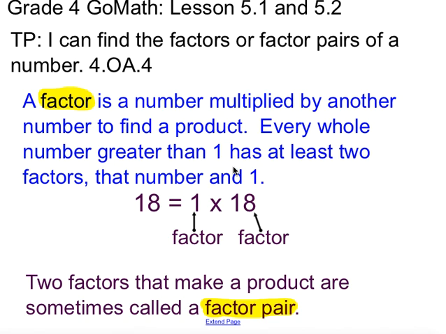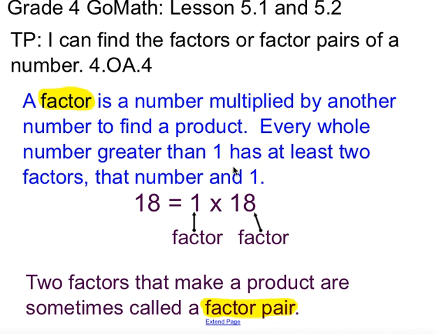1 and itself. Even though there are other factors for 18, I could do 2 times 9. That also equals 18. So 2 and 9 are also factors of 18. Two factors that make a product are sometimes called a factor pair.